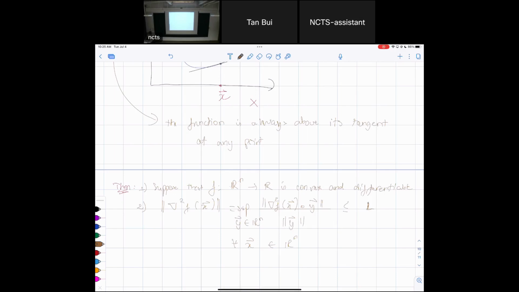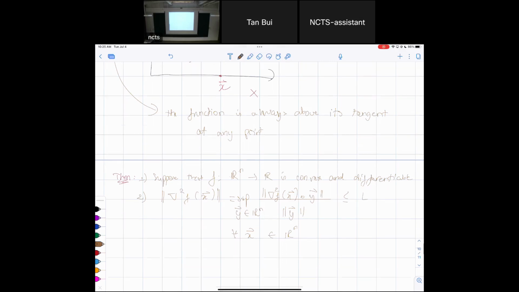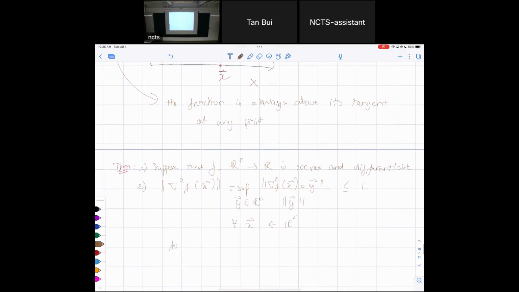So this is where we assume it's strongly convex, right? Because we assume that the Hessian, think about the Hessian as a curvature, the curvature is bounded by a number L, capital L. Let me rewrite that a little bit: for some L that is greater than 0 and less than infinity, the bounded value.